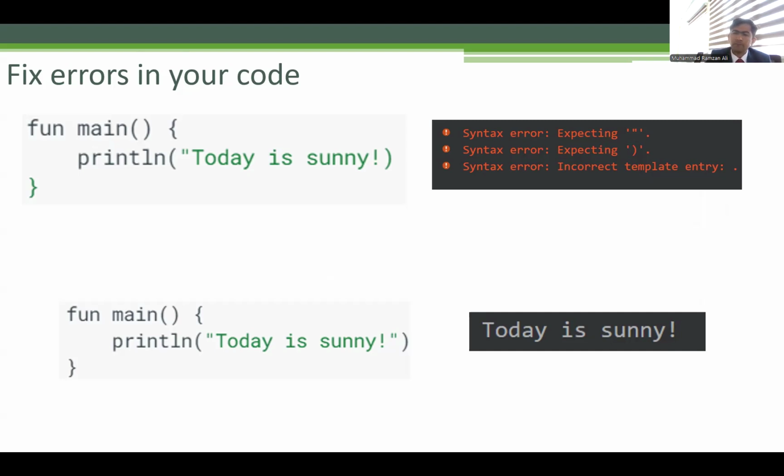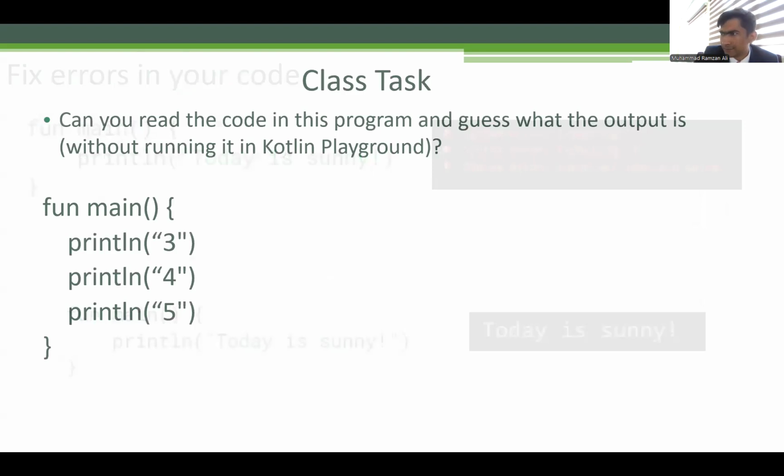Okay. So let's do some tasks. You can also try, I will answer. So identify, your output must be like this. For example, fun main, and then you print 3, print 4, print 5. So what is your output?